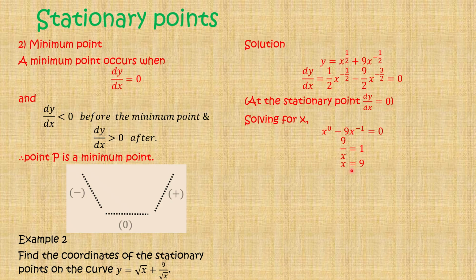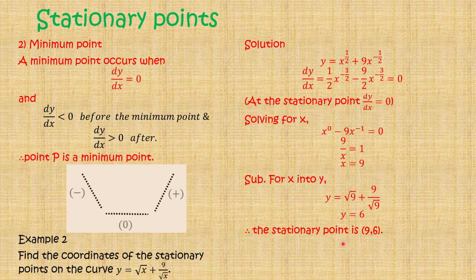So now if x is equal to 9, I can substitute for that x into the y so that we get the y coordinate. So now that the x is 9, we substitute for that 9 in the y, so we're going to have root 9 plus 9 over root 9. And simplifying further, we are going to get y is equal to 6. Therefore, the stationary point is 9, 6. But for now, we have no idea what type of stationary point this one is.